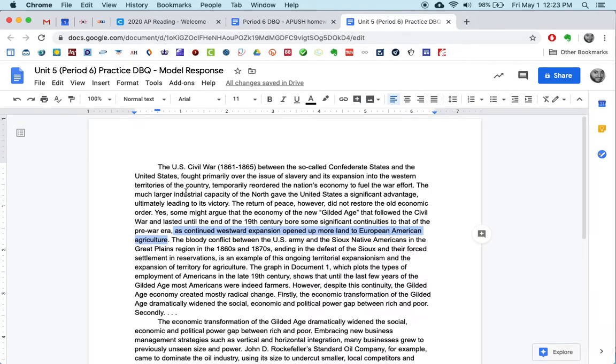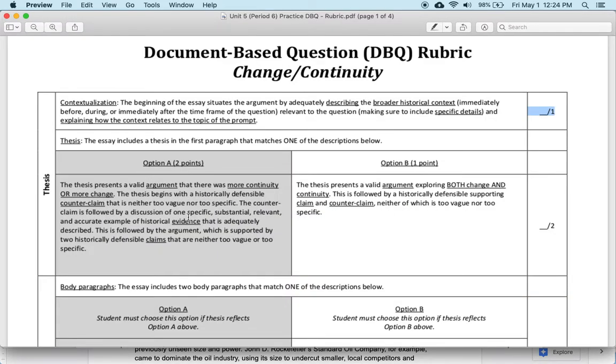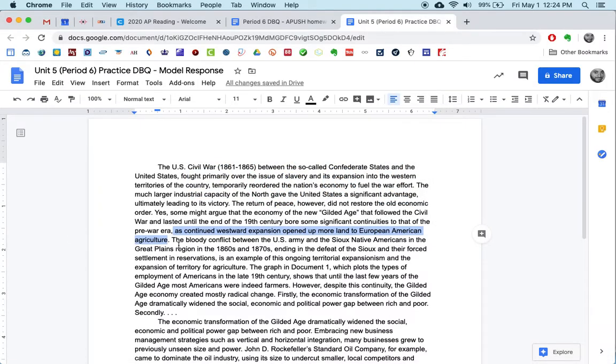You also don't want to get into the weeds yet, because that's what you want to do next. You do want to support that counterclaim with a piece of evidence. You want to do the work of somebody who is arguing for continuity by proving it, at least by providing one piece of evidence. And that piece of evidence should be, as this rubric suggests, specific, substantial, relevant to the topic, and of course, accurate. That is, adequately described. Let's see how I do that.